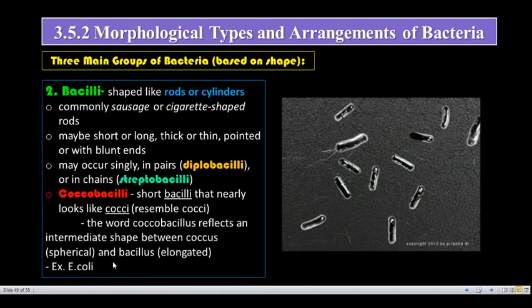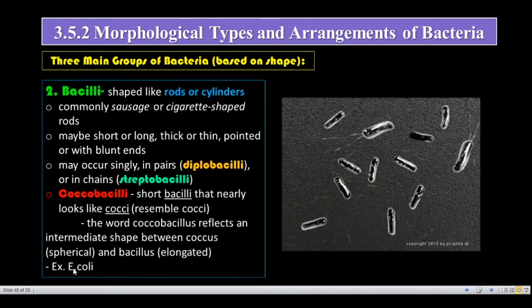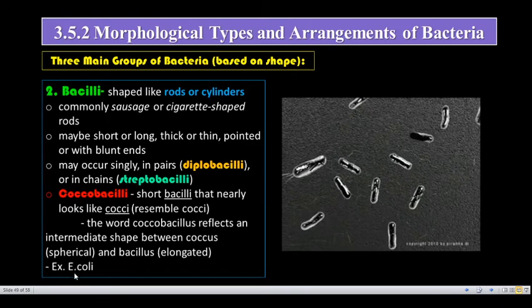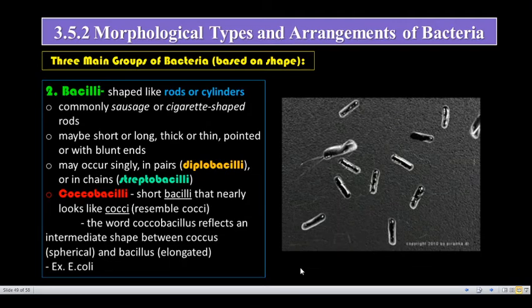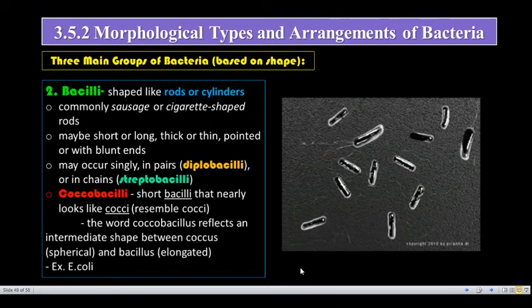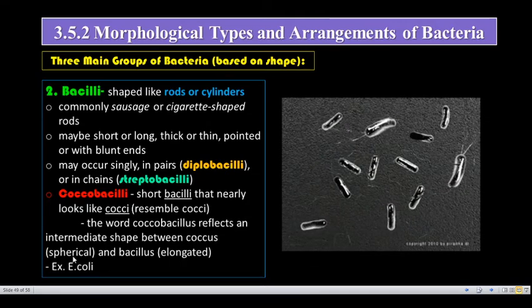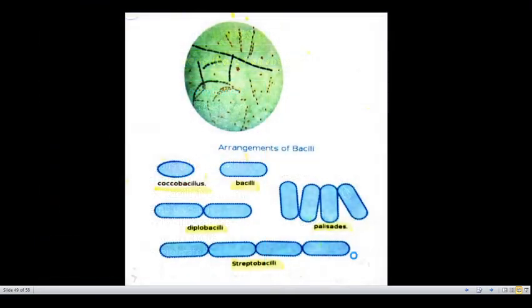And one example of your coccobacilli is the infamous E. coli, okay? Your E. coli that causes UTI or can cause traveler's diarrhea. So, this is your coccobacillus. Right? It is elongated but still circular. So, coccobacillus. You have your bacilli. You have your diplobacilli, two or a pair. You have your palisades. So, this one was not included, no? And you have your streptobacilli, chain-like.